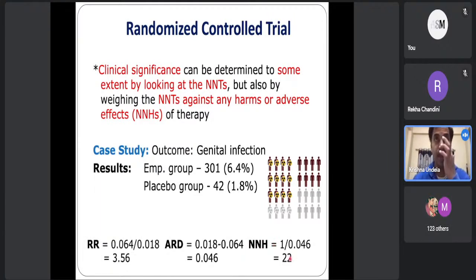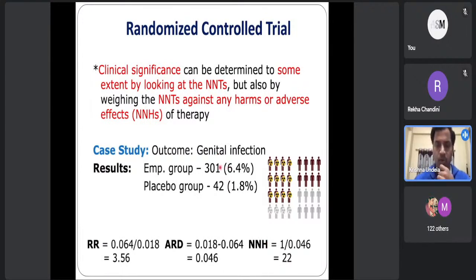The interpretation of NNH here is that we need to treat a minimum of 22 people to get one person with genital infection. So here it is getting, not preventing. In the previous case, NNT, it is preventing, because by giving empagliflozin we want to prevent the primary outcome. But here, by giving empagliflozin, the person is getting the mycotic infection, genital mycotic infection. Here it's getting and there it's preventing. So if you treat 22 people with empagliflozin, one person is going to get a genital infection.